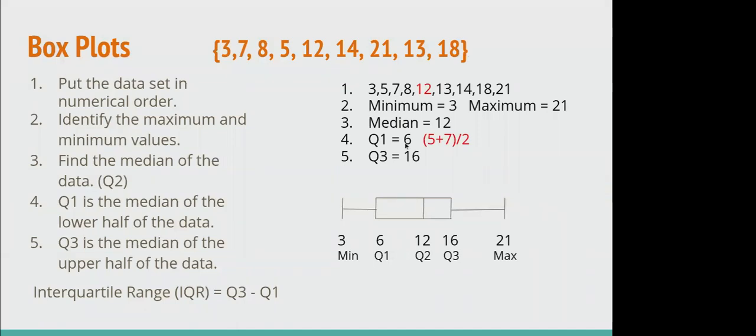And then we did the same thing in the 5th step. We are looking for the middle of the upper end of the data, and we have to do the same thing. There are 4 terms. We will add 14 and 18. 14 and 18 is 32. 32 divided by 2 is 16. So now we have our 5-number summary. We have the minimum and the maximum. We have the median, which is the middle of the entire data set. Then we have the middle of the lower half and the middle of the upper half.